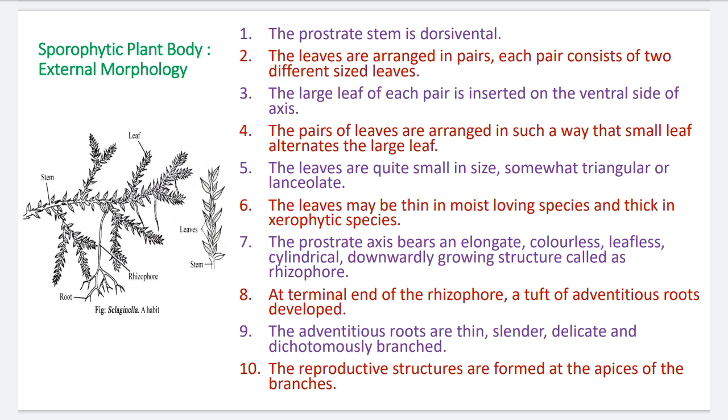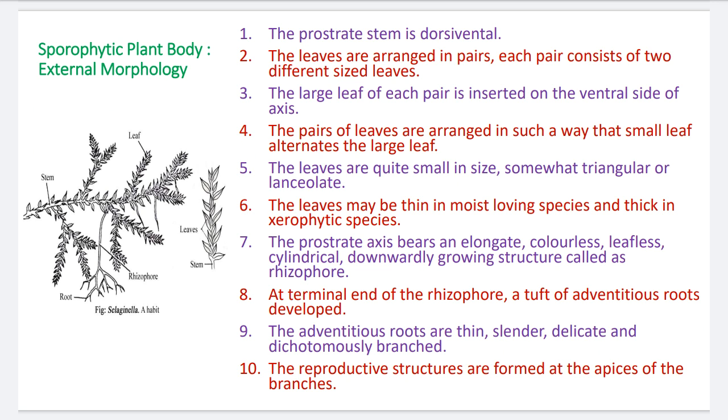Number 6, the leaves may be thin in moisture loving species. The leaves are very thin when the species grows in moist conditions and thick in xerophytic species. When the species of Selaginella grows in xerophytic conditions, at that time the leaves are thick.